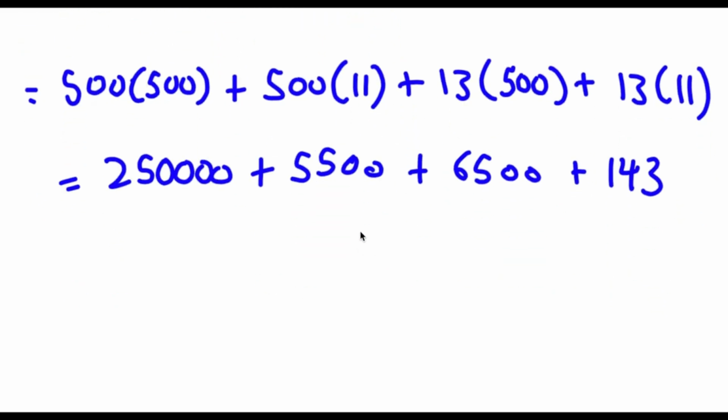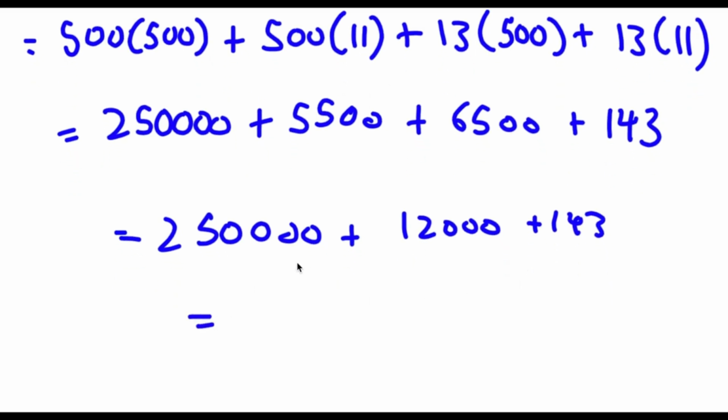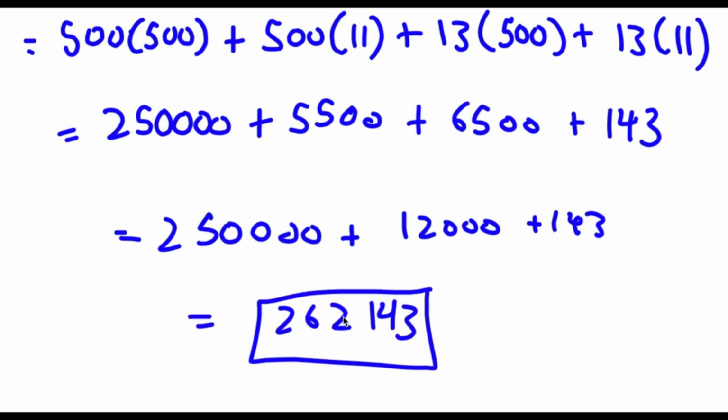So now I have 250,000 plus 5,500 plus 6,500 plus 143. So now this is equal to 250,000 plus 5,500 plus 6,500 is 12,000 plus 143, and 250,000 plus 12,000 is 262,000 plus 143 is 262,143. So this is my answer.